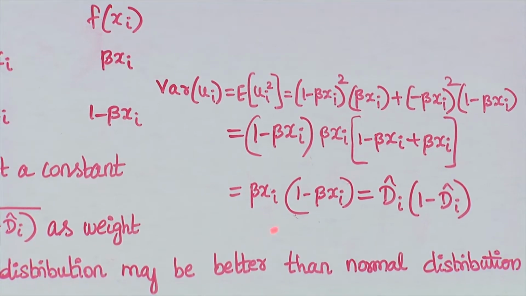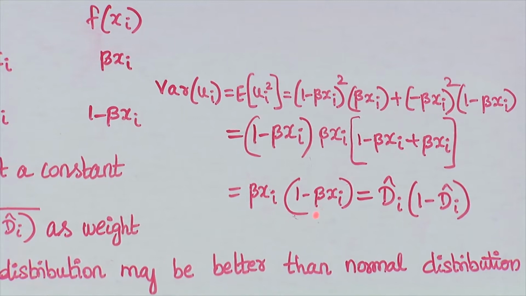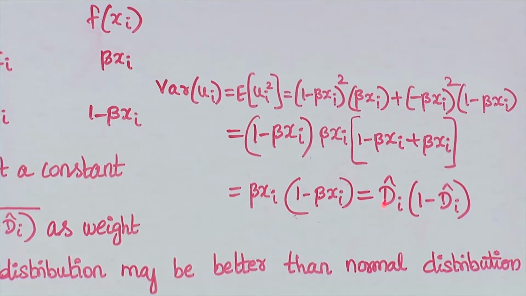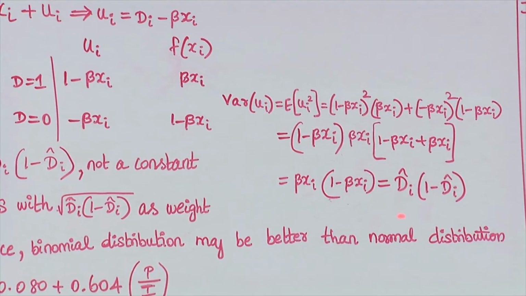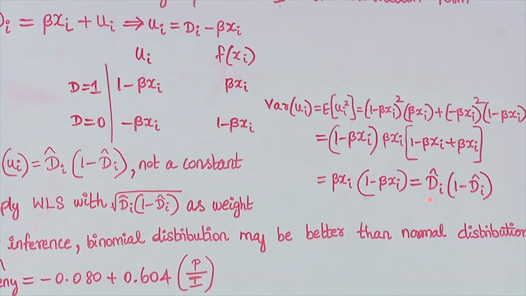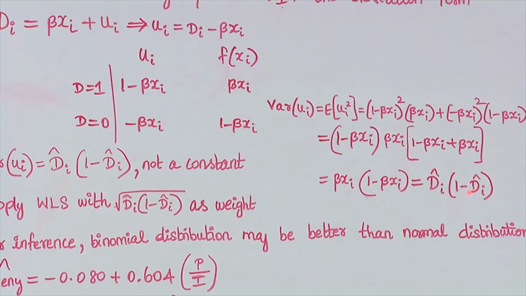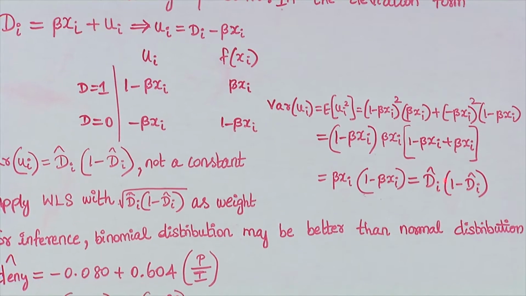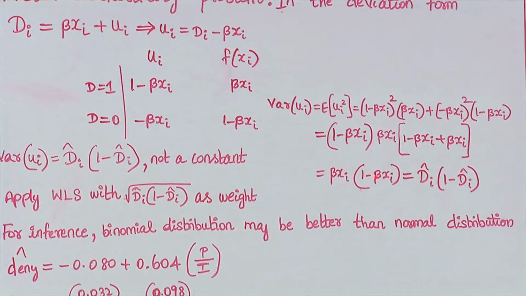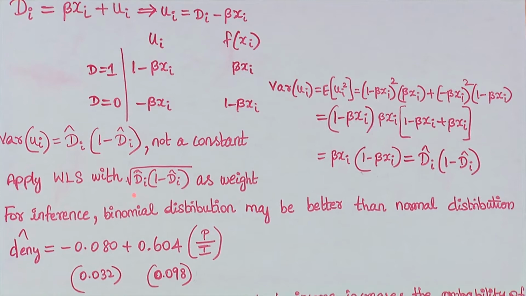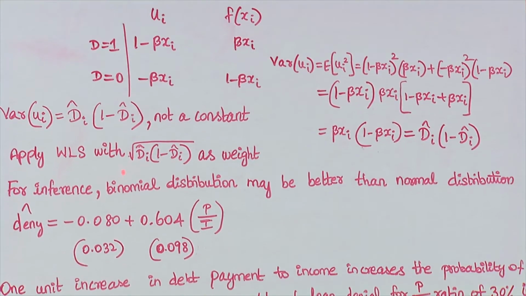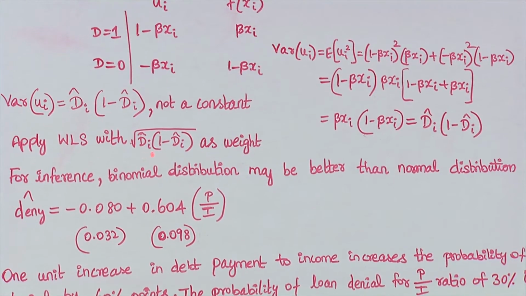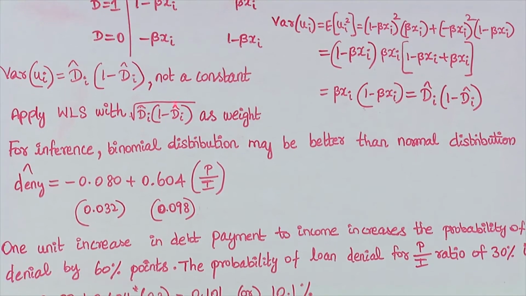So, we will get beta xi into 1 minus beta xi, that is equal to di hat into 1 minus di hat. So, this is heterogeneous, actually. This is not a constant, and so the variance is not constant. So, if you apply WLS with square root of di into 1 minus di as weight, it may solve the problem of heteroscedasticity, but still the problem remains.